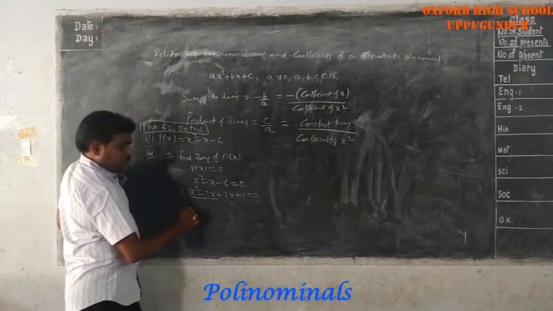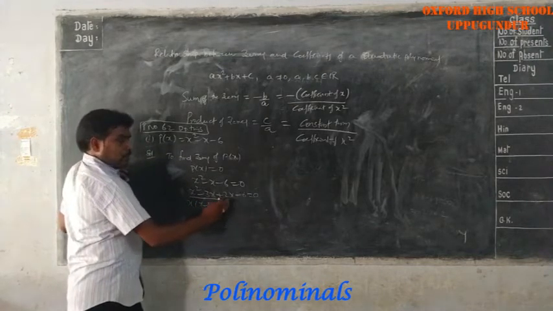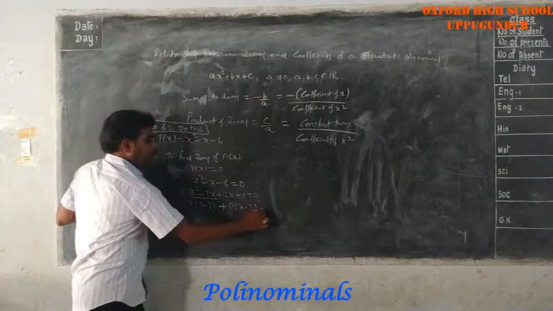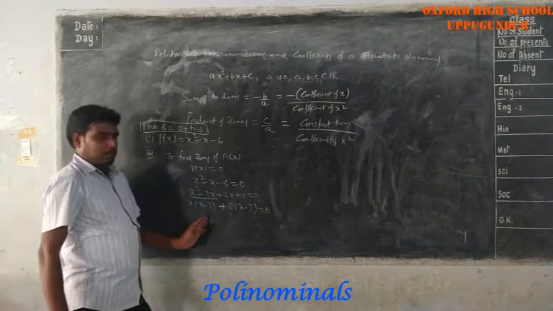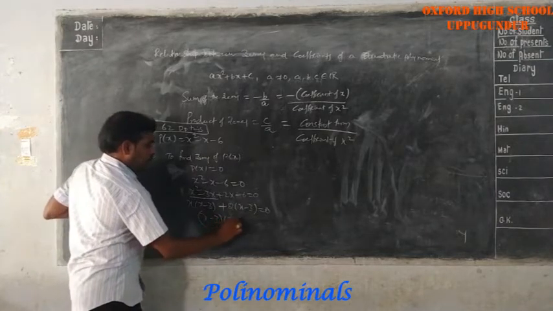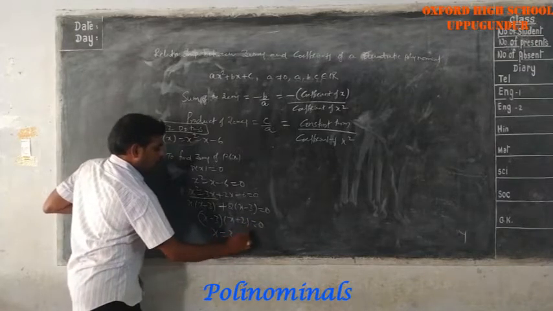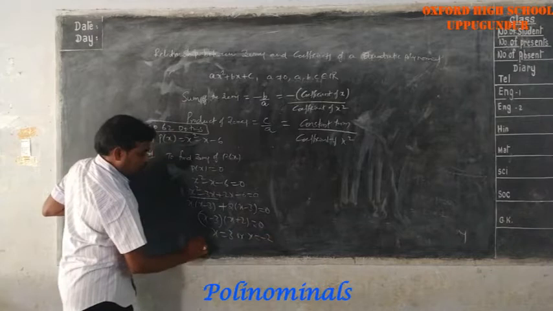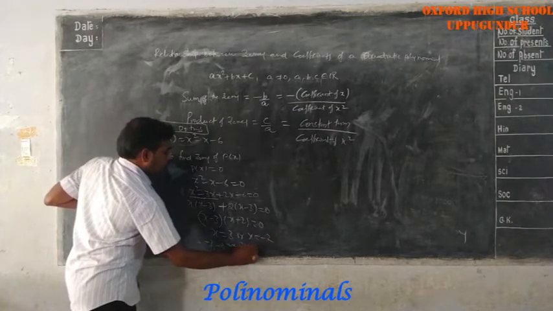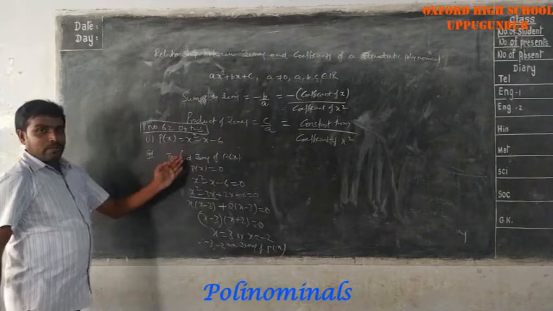Here when you observe these two, x is common. x into x minus 3, plus here 2 and 6, 2 is common: 2 into x minus 3 equal to 0. In these two terms, x minus 3 is common in both. So x minus 3 into x plus 2 equal to 0. Therefore, x equal to 3 or x equal to minus 2. Therefore, 3 and minus 2 are the zeros of the given polynomial.